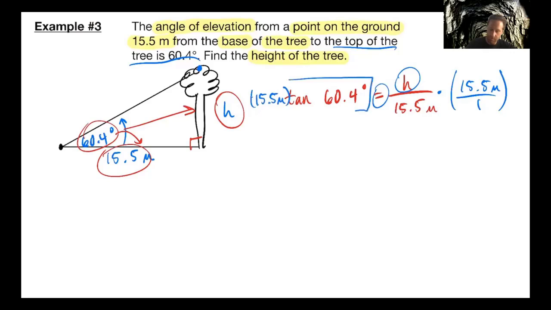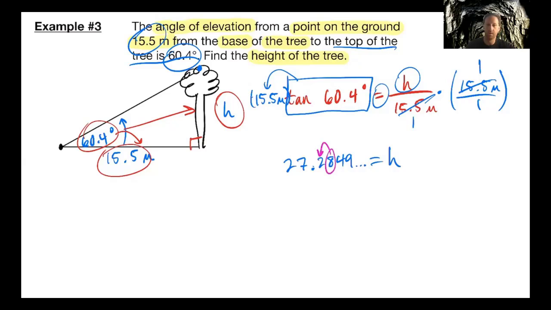So what I'm going to do first is multiply the tangent of 60.4 value I'll find, and then multiply it by that 15.5. So doing that, I should have gotten 27.2849 and so on. But because we only have 3 significant digits in each of these, I will look at the fourth and make my decision on how to round that. So the height of this tree would be 27.3 what? In this case, it should have been meters still involved.